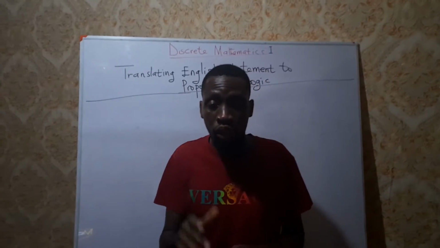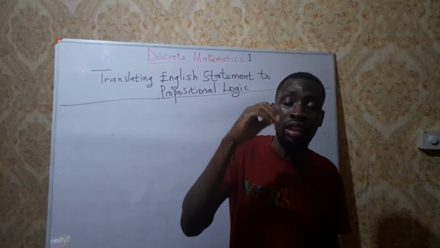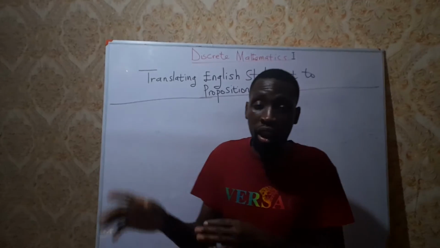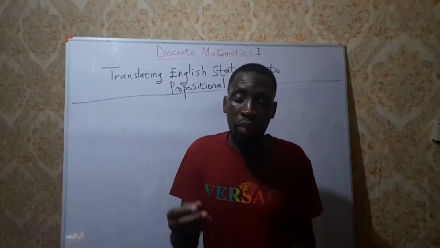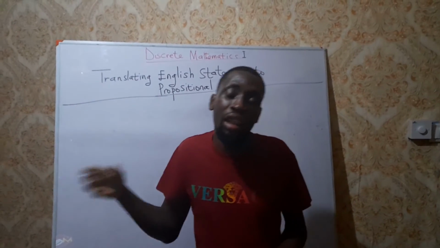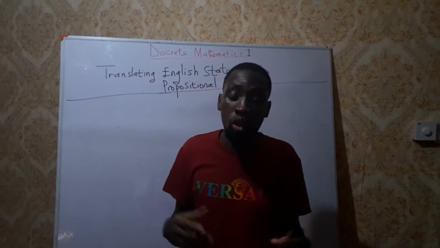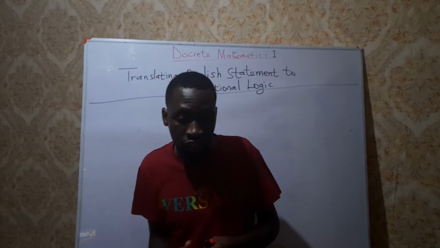Please, if you have not watched that video, please check it out on YouTube. The next thing is a disjunction statement. We say a disjunction statement is a propositional logic that uses 'or'. For example, Kofi or Amma is the class prefect. So immediately you see 'or', then you know that condition is a disjunction statement.